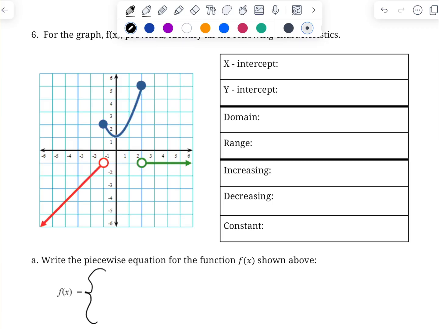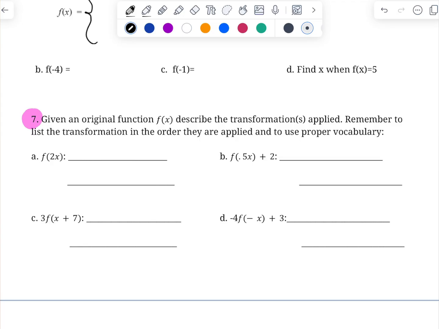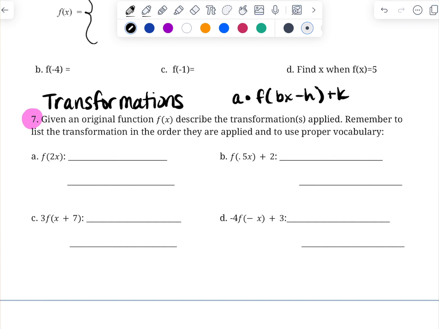Again, if I have time, I'll maybe do this one later in a different video, but I'm going to skip that for now. And I'm going to move on to number 7, which, if you need any help with this kind of problem, is the transformations section. You might want to watch that video, or there's a couple of videos actually about it if you are struggling with transformations. Okay, so as a reminder, a times f of b(x minus h) plus k. Remember that a, that thing in front of f, and k, the thing at the end, those are vertical, okay? And then everything inside is horizontal.